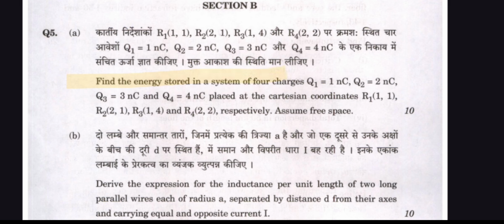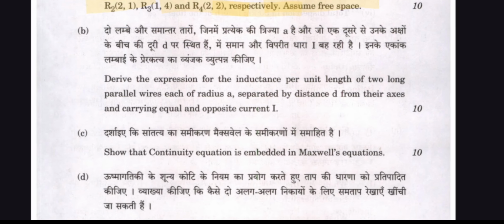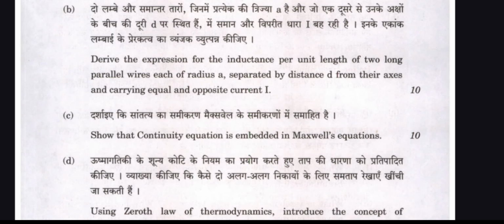Find the energy stored in a system of 4 charges. Q1 is equal to 1 nC, Q2 is equal to 2 nC, Q3 is equal to 3 nC, and Q4 is equal to 4 nC, placed at Cartesian coordinates R1 is equal to (1, 1), R2 is equal to (1, 2), R3 is equal to (1, 4), and R4 is equal to (2, 2) respectively. Assume free space. And question number B is here.